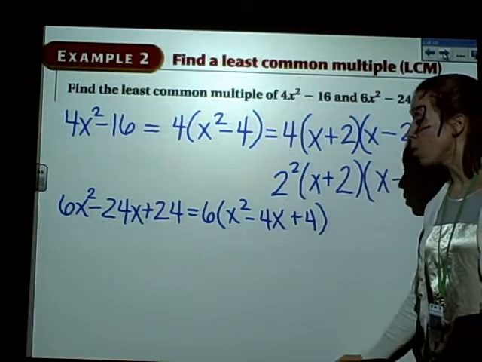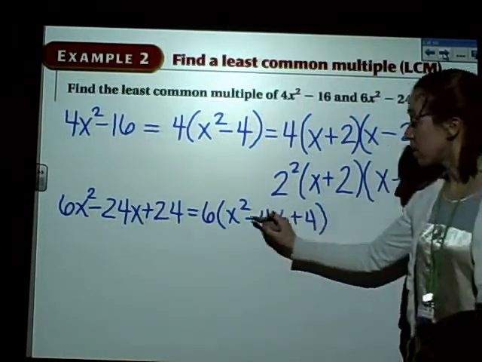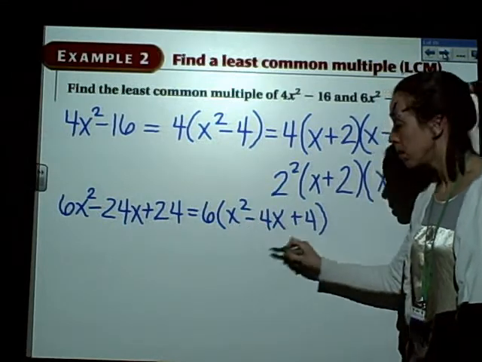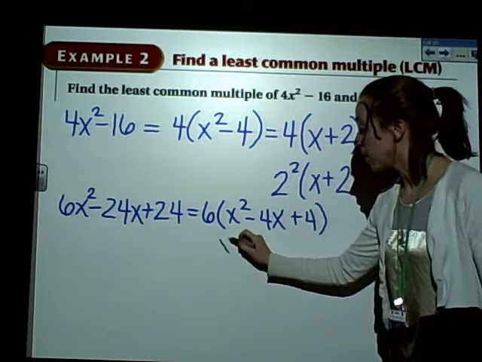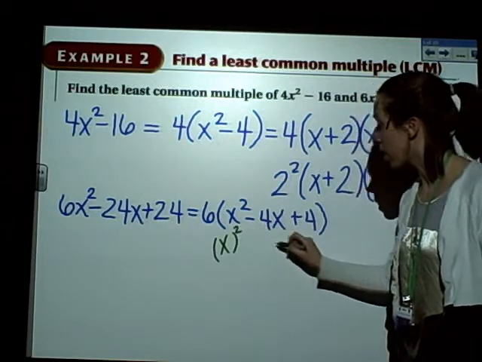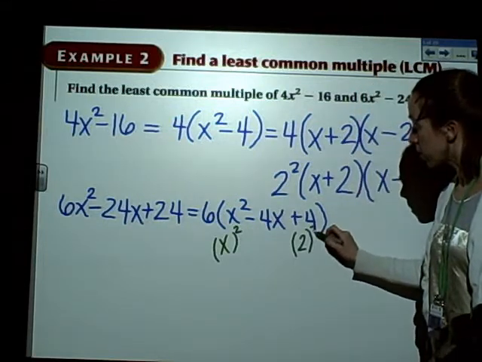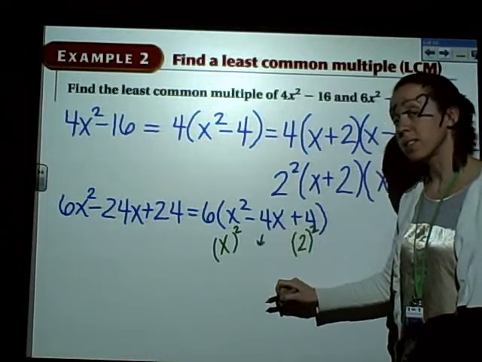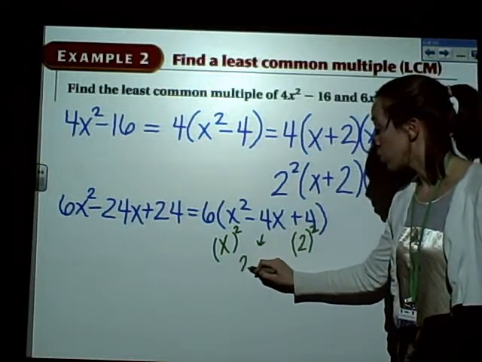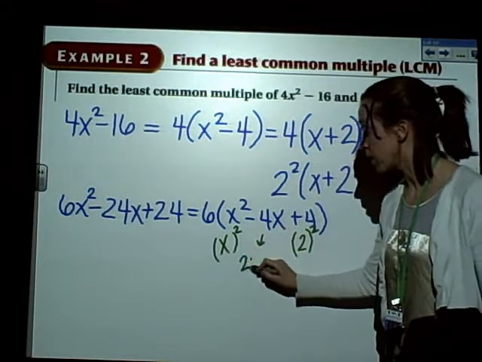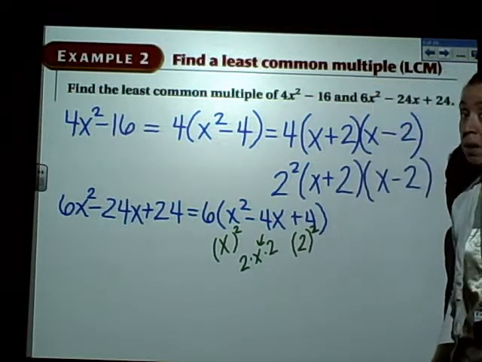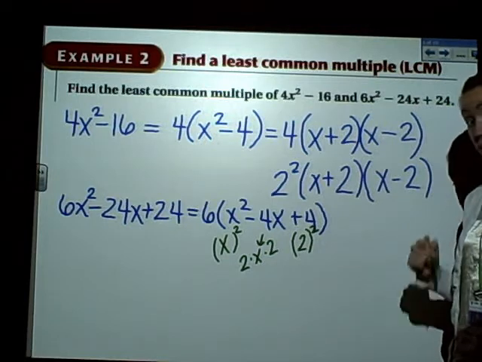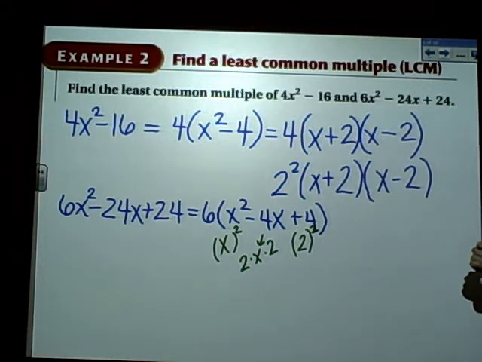Okay, and the reason I noticed that is because something's being squared here, something's being squared here, and the middle part: x is being squared there, 2 is being squared there. And the middle part is the same as 2 times whatever's being squared in the first part times what's being squared in the second part. If it follows that pattern, it's a perfect square. And we did talk about that.